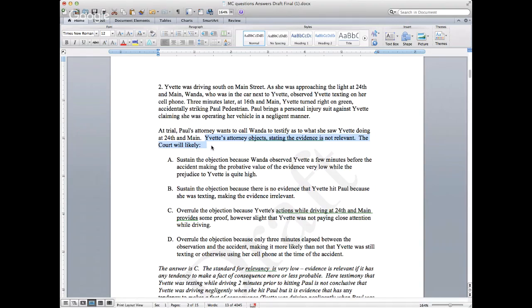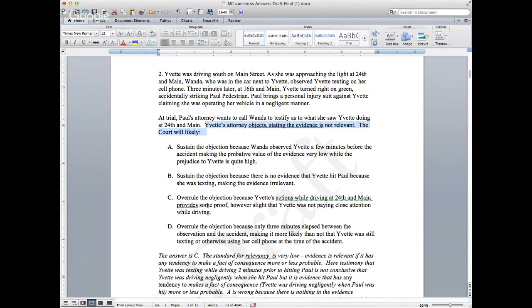So is her testimony relevant to this personal injury suit? Does it make a fact of consequence more or less probable? I would say it does. If somebody sees her texting 3 minutes earlier, 8 blocks away, and she's in an accident 3 minutes later, it does make it more probable than not that she was being negligent when she caused this accident. So that's the answer we're looking for.